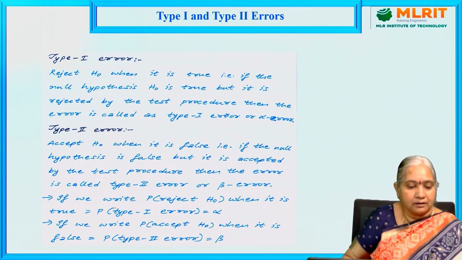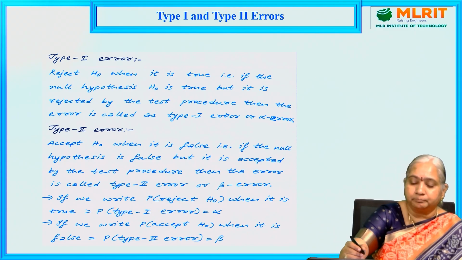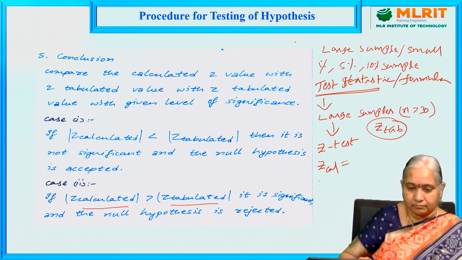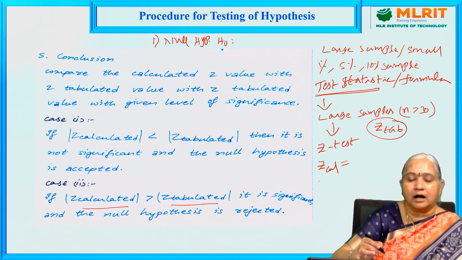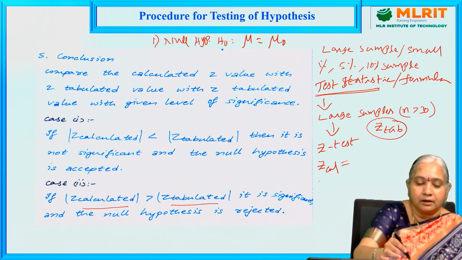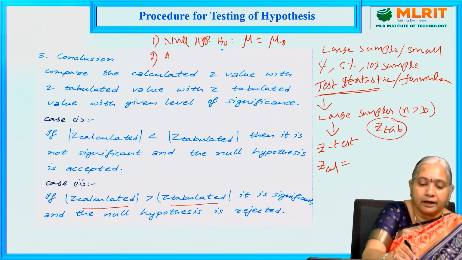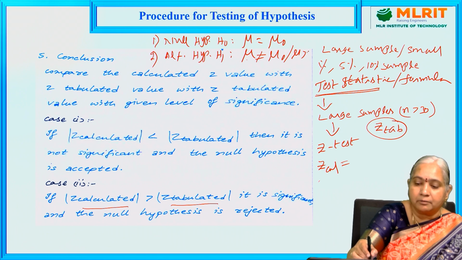So this is the testing of hypothesis. The first step is the null hypothesis, H0, which is our claim about the population parameter, mu equal to mu naught. The second step is the alternative hypothesis, which is denoted by H1. It can be defined in three ways: mu not equal to mu naught, or mu greater than mu naught, or mu less than mu naught.